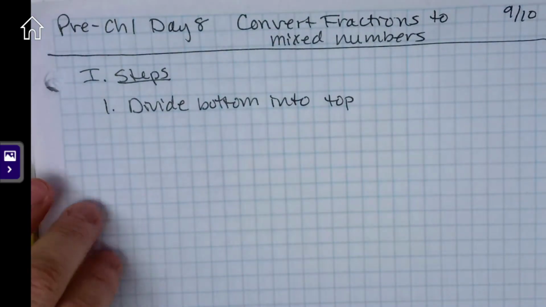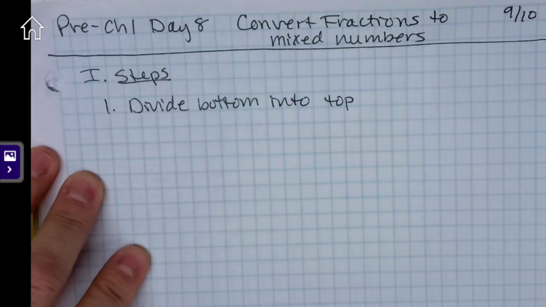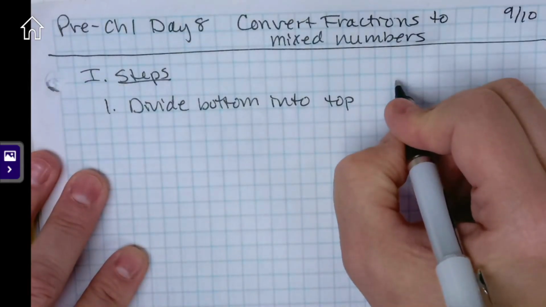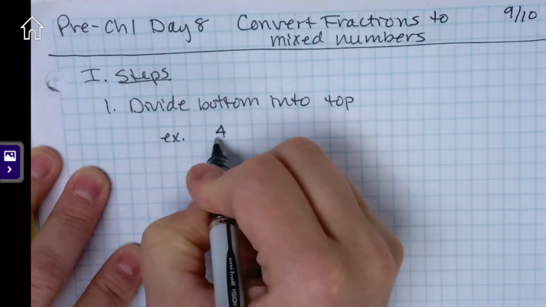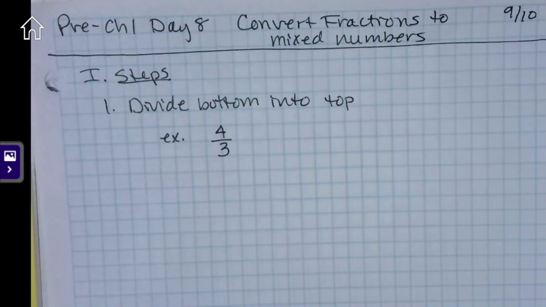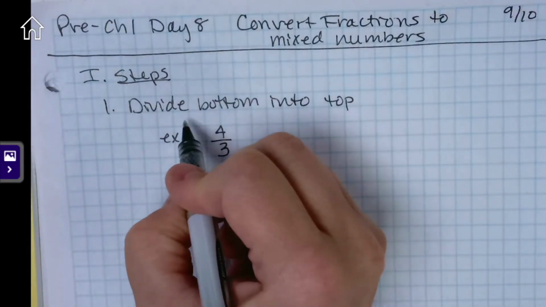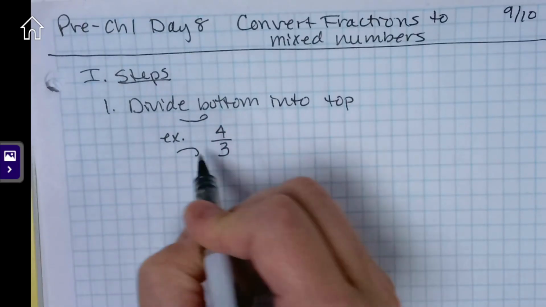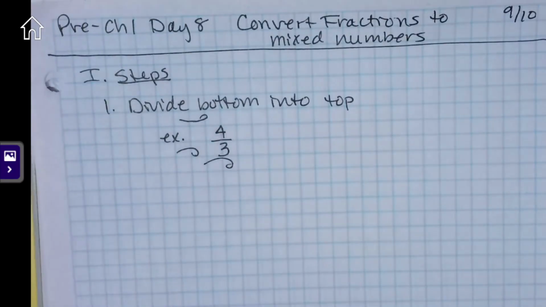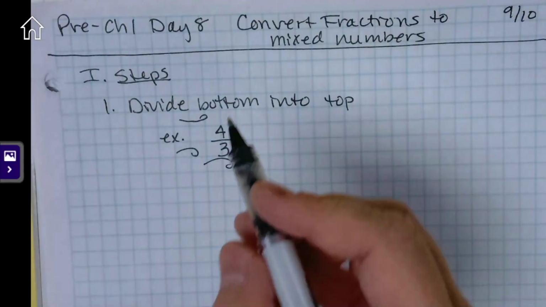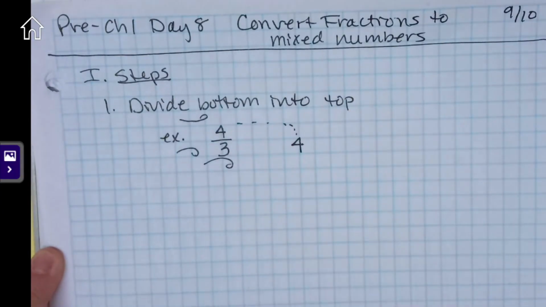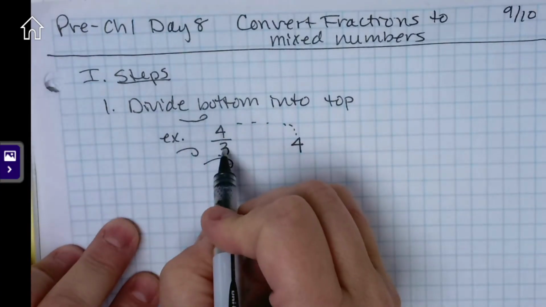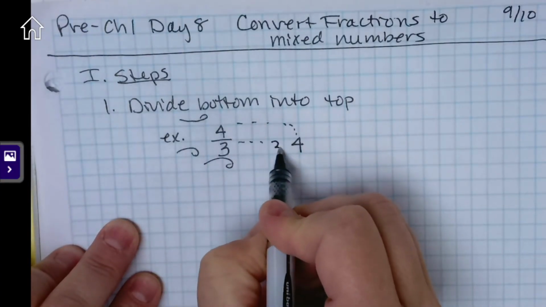Now, if you aren't sure which one goes into which one, there's kind of a silly way to remember it. Let's say you've got the fraction 4/3. So to figure out what divides into what, you imagine a big wind comes from the left and it blows the 4/3 over. So the 4 is on the top, it goes the furthest. The 3 is on the bottom, it doesn't go very far.